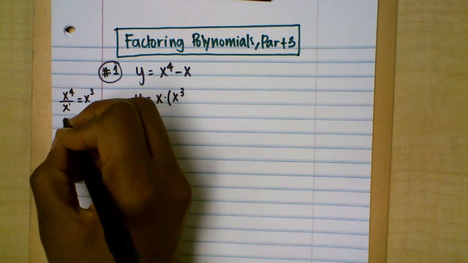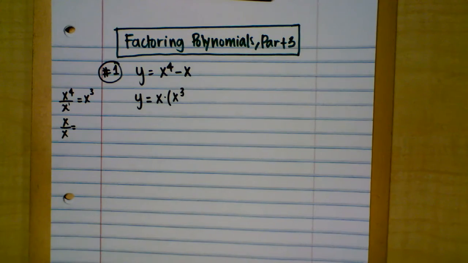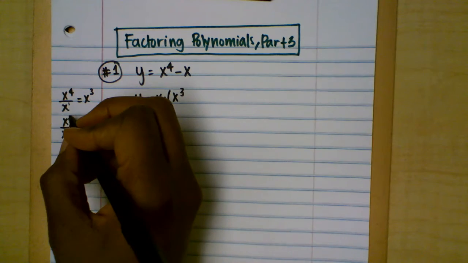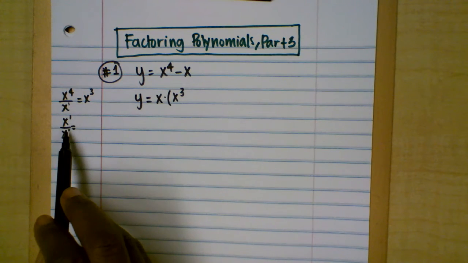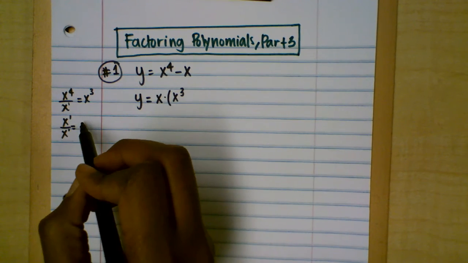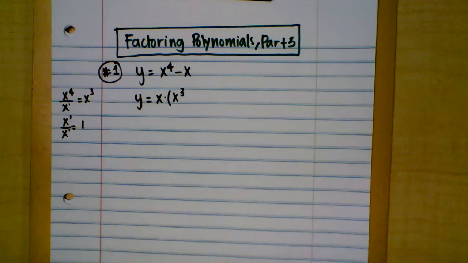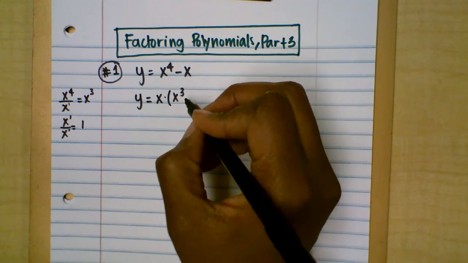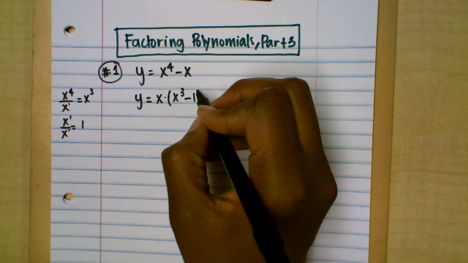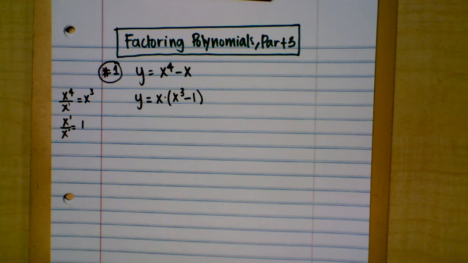And then x divided by x is 1, right? Or basically you do 1 minus 1 is 0, and x to the 0 power is 1. Okay, so now you're going to get x cubed minus 1 as a second factor.